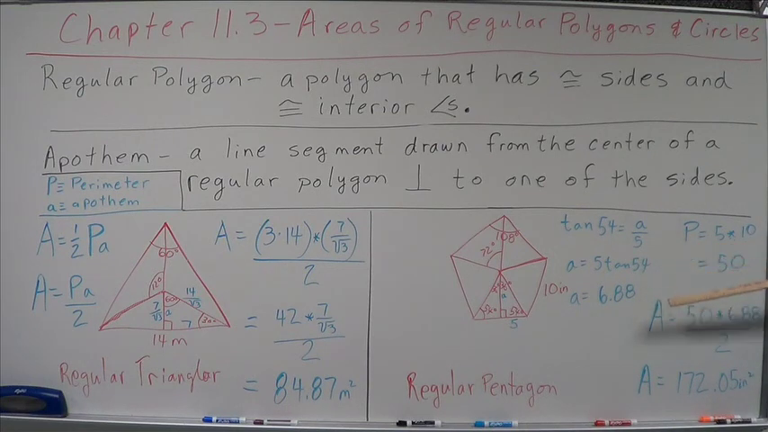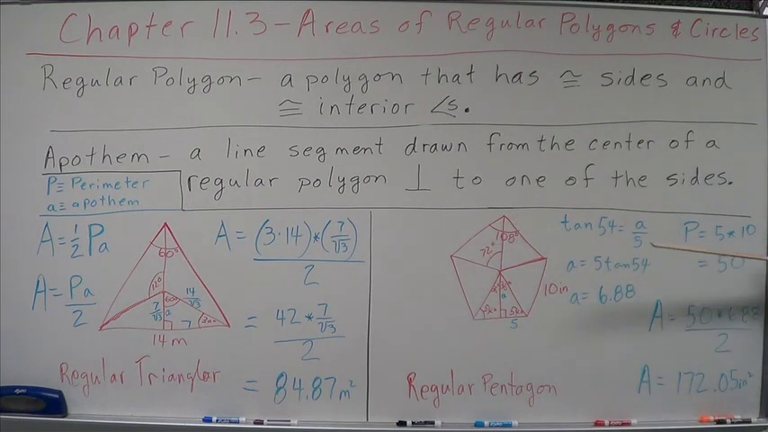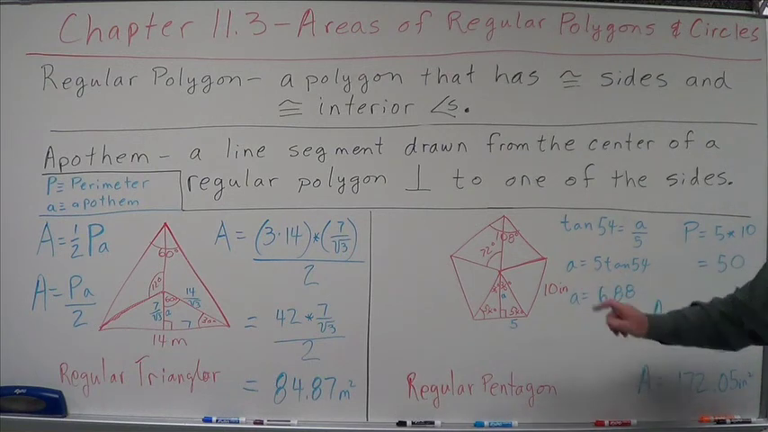What's my perimeter? Well, I've got how many sides? 1, 2, 3, 4, 5 of them. They're each 10 long, so what's my total perimeter? 50. So my equation, 50 times 6.88 divided by 2, and when I do that, I should get 172.05 inches squared, because their dimension is in inches.